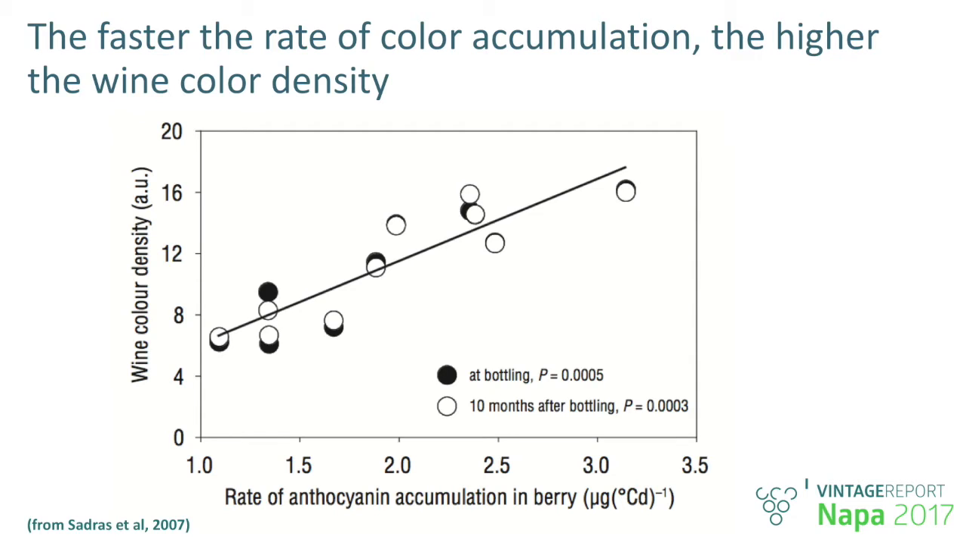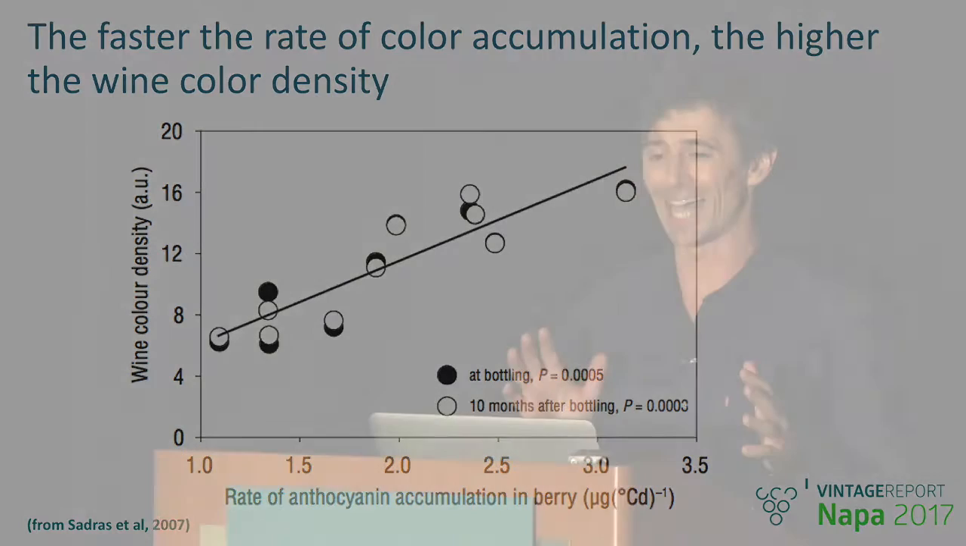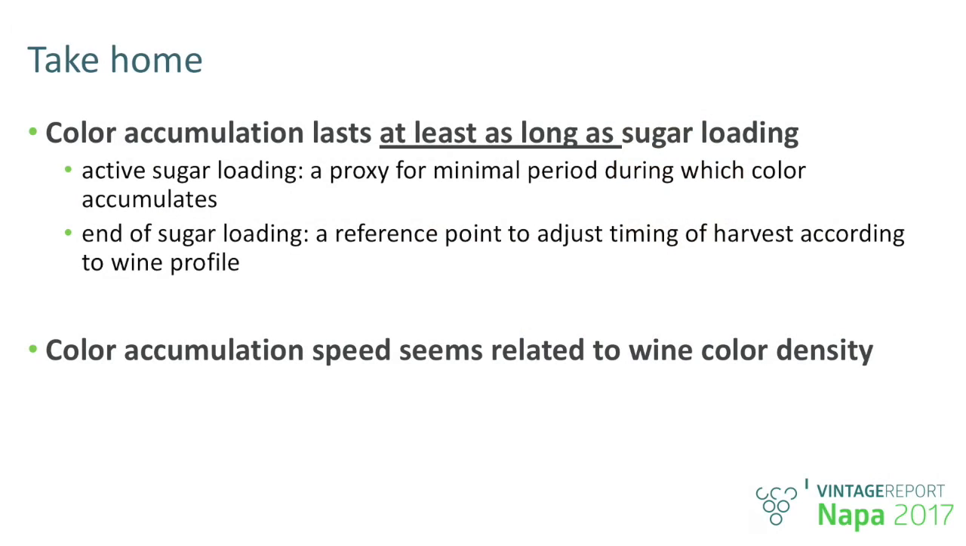So the take-home is, number one, keep in mind that color accumulation lasts at least as long as sugar loading. As Nicolas showed, sugar loading is a reference point to adjust the timing of the harvest window according to your production objective. And it can also be used as a proxy to make sure that you're still accumulating color, even if you do not monitor color directly. And the second reason, from a winemaker standpoint, is that there are some benefits to expect in terms of boosting the wine color density.